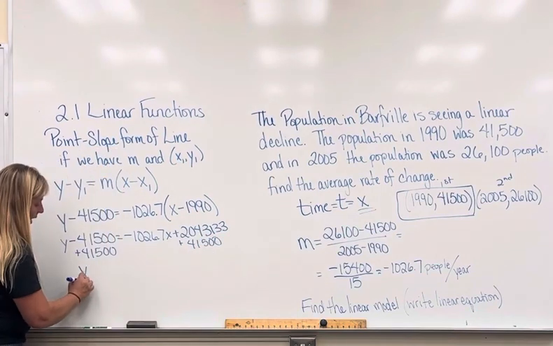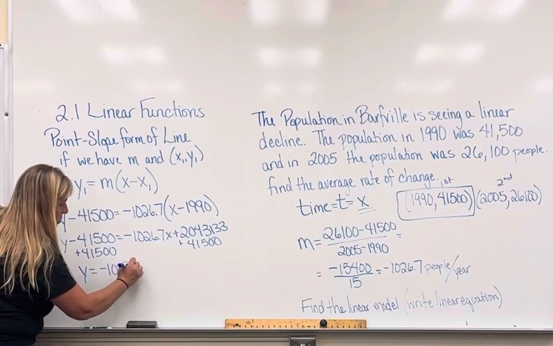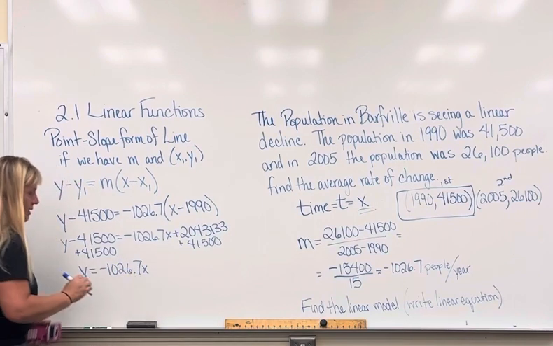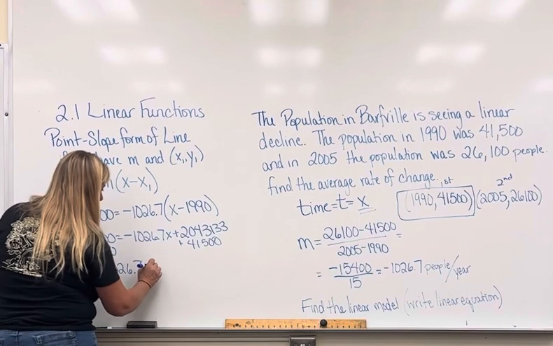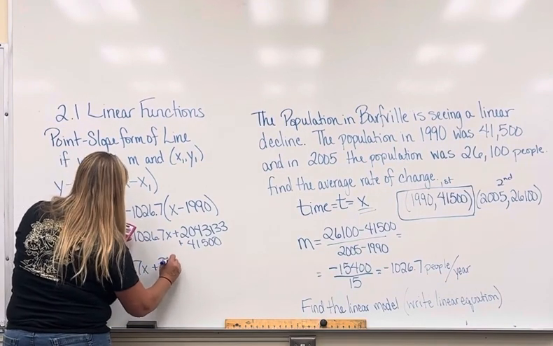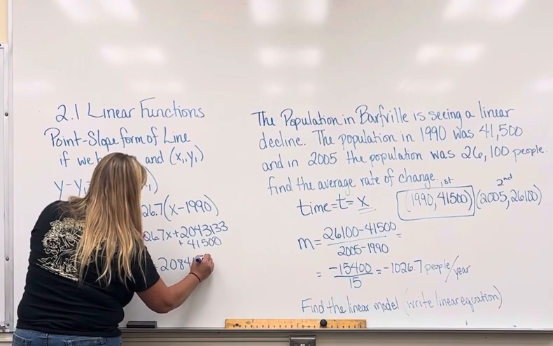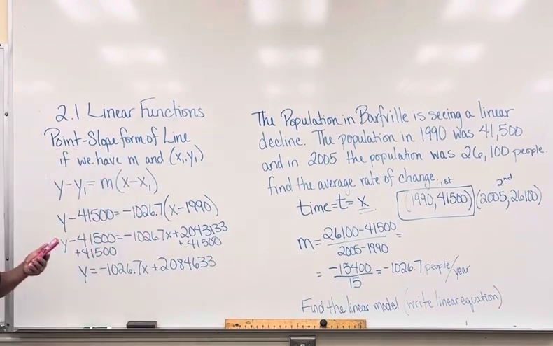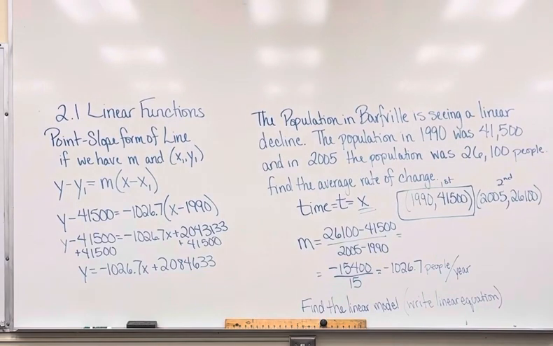So we have y equals negative 1,026.7x, and then let me add 41,500. So plus 2084633. Okay. And there's our line.